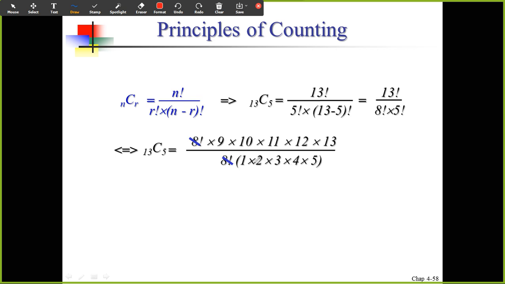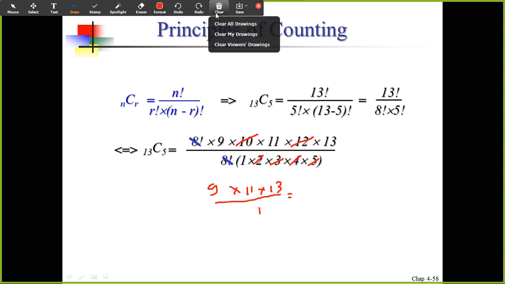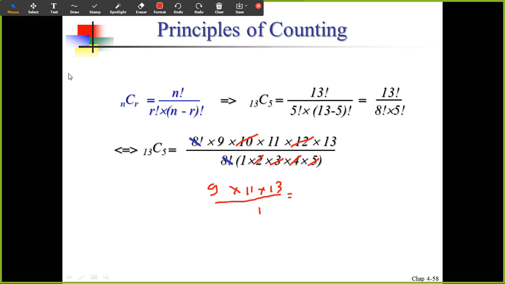Before we go into this, maybe we can cancel more. Let's say 2 multiplied by 5 is 10, right? 10 cancels it. And 3 multiplied by 4 is 12, right? 12 cancels it. That's why finally we get 9 multiplied by 11 multiplied by 13 divided by 1. So doing this makes the calculation easy. That's why the result is only 1000 something.